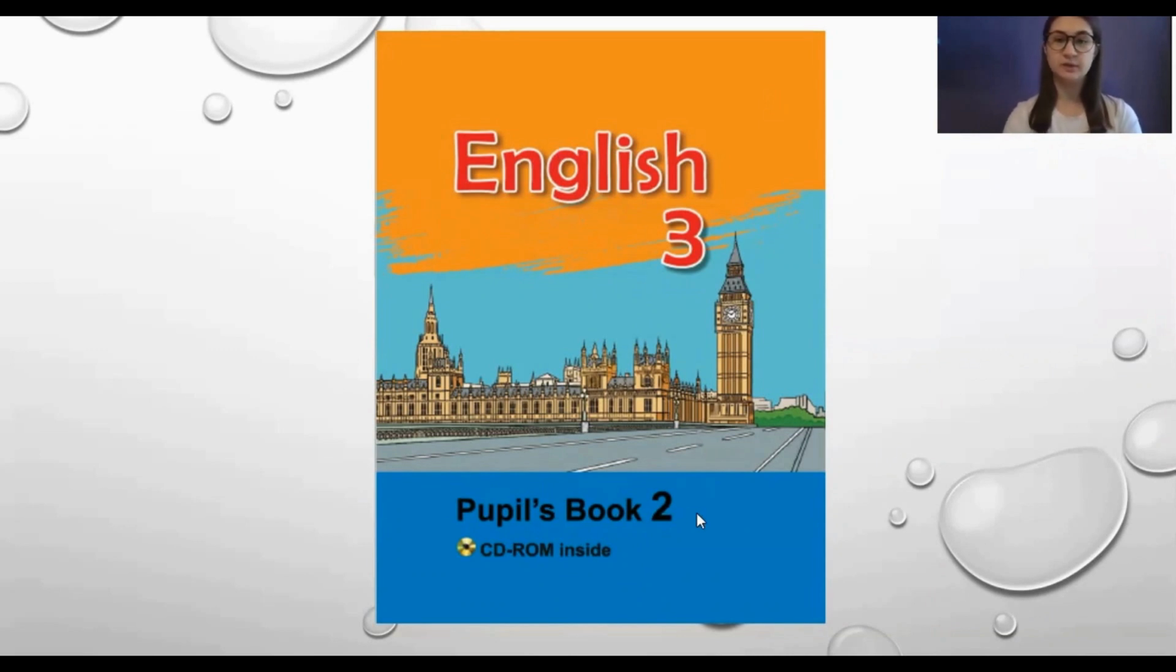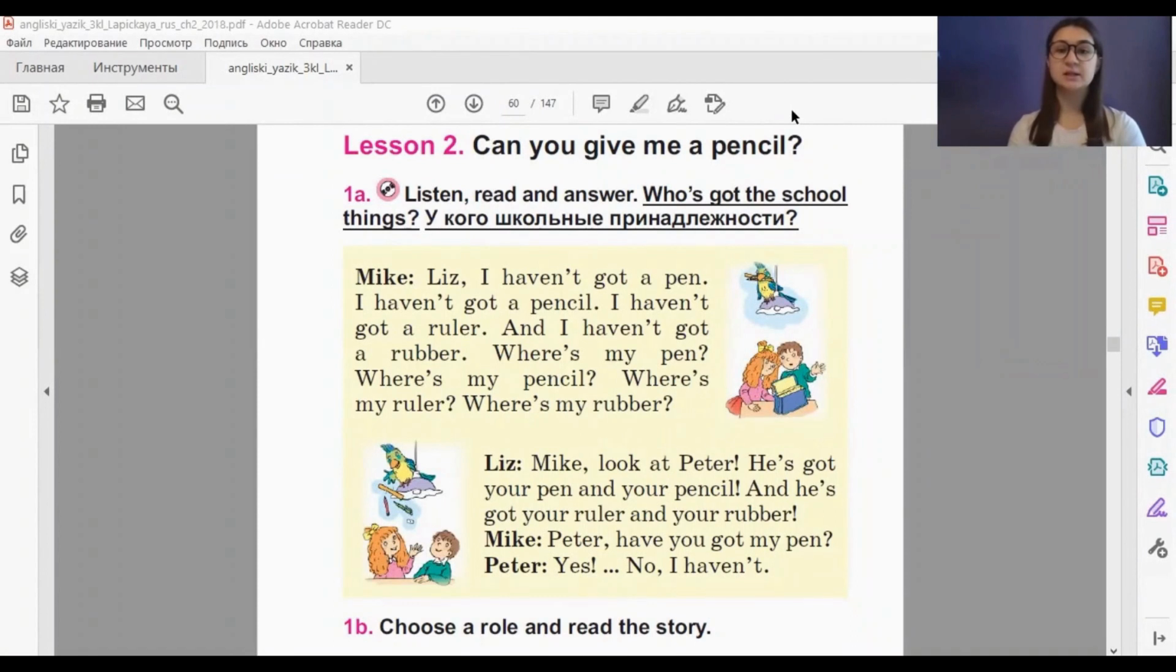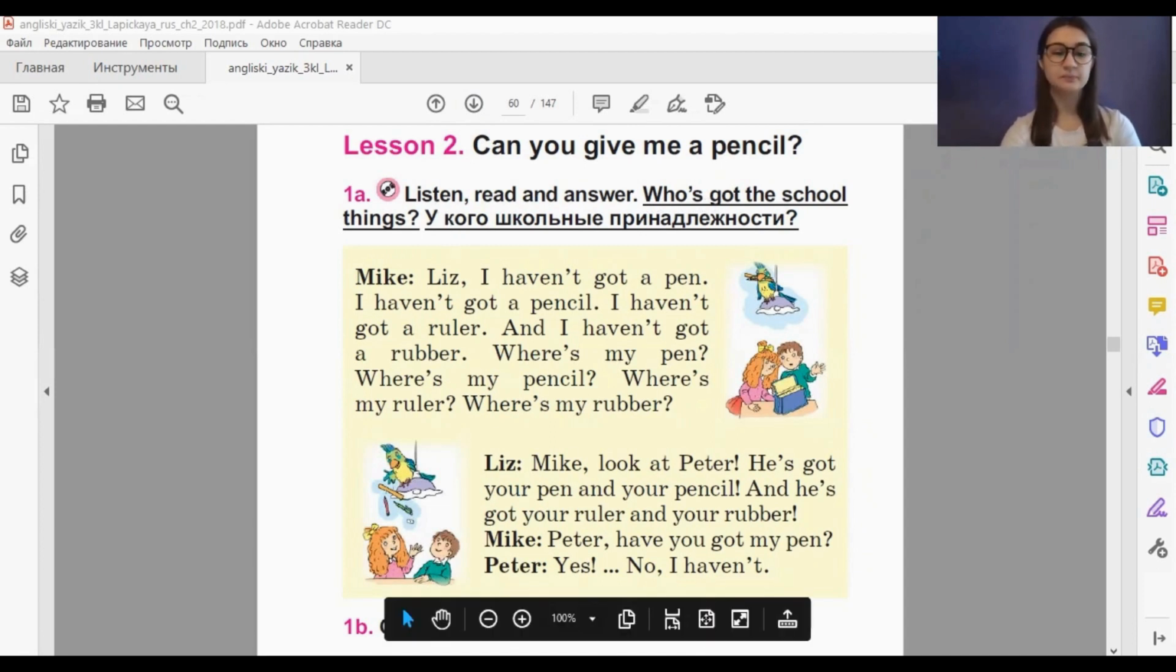Book 2. We study Unit 7. In the lesson, today we study Lesson 2. Can you give me a pencil? Have a look at exercise 1A. Listen, read and answer. Who has got the school things? Let's listen.